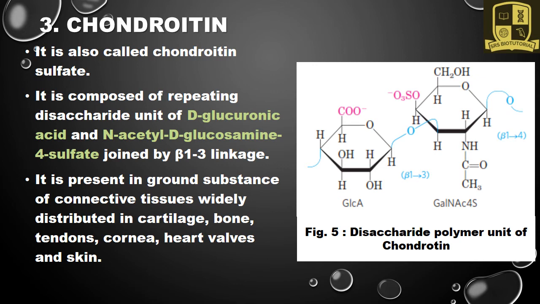It is composed of repeating disaccharide units of D-glucuronic acid and N-acetyl D-glucosamine 4-sulphate. They are joined by beta 1,3 glycosidic linkage. It is present in the ground substance of connective tissue, widely distributed in cartilage, bone, tendons, cornea, heart valves, and skin. This figure shows the disaccharide polymer unit of chondroitin.